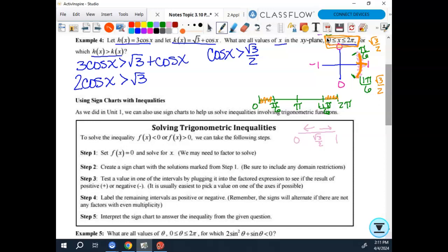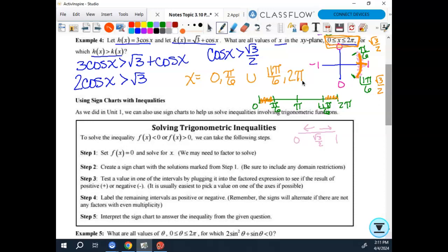All right, so here's what we write. So x is equal to, I'm going to start here, and I'm going to leave off all brackets and parentheses first. We're going from 0 to pi 6. Okay? And then we're going to go from 11 pi 6 to 2 pi. Okay, everybody good with that much?